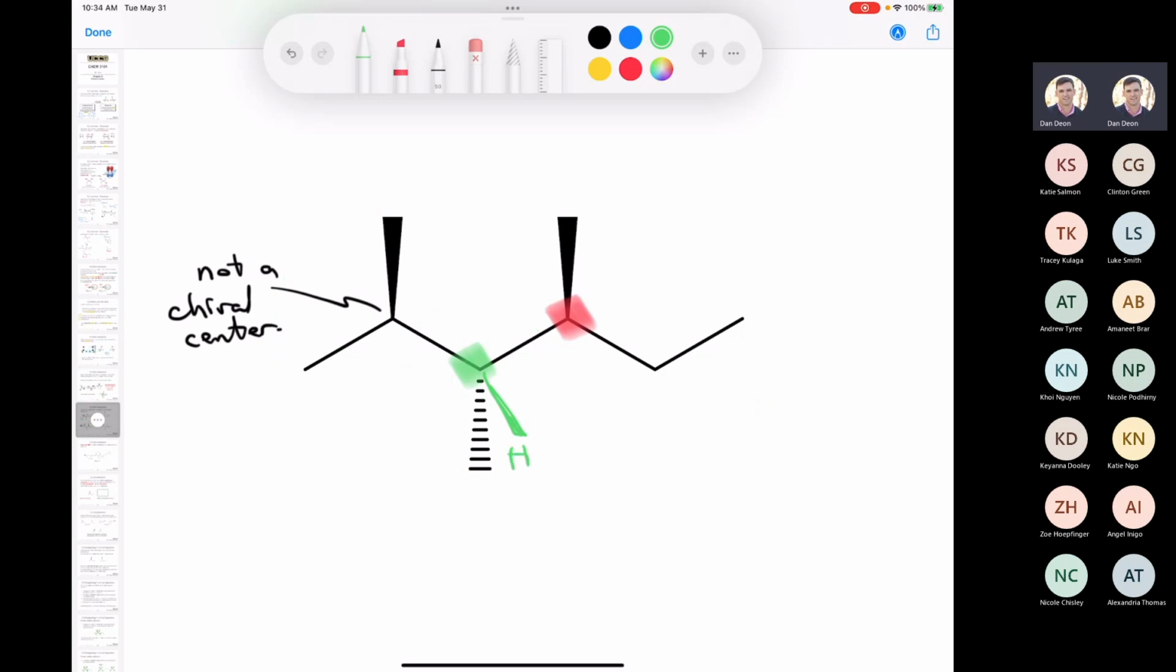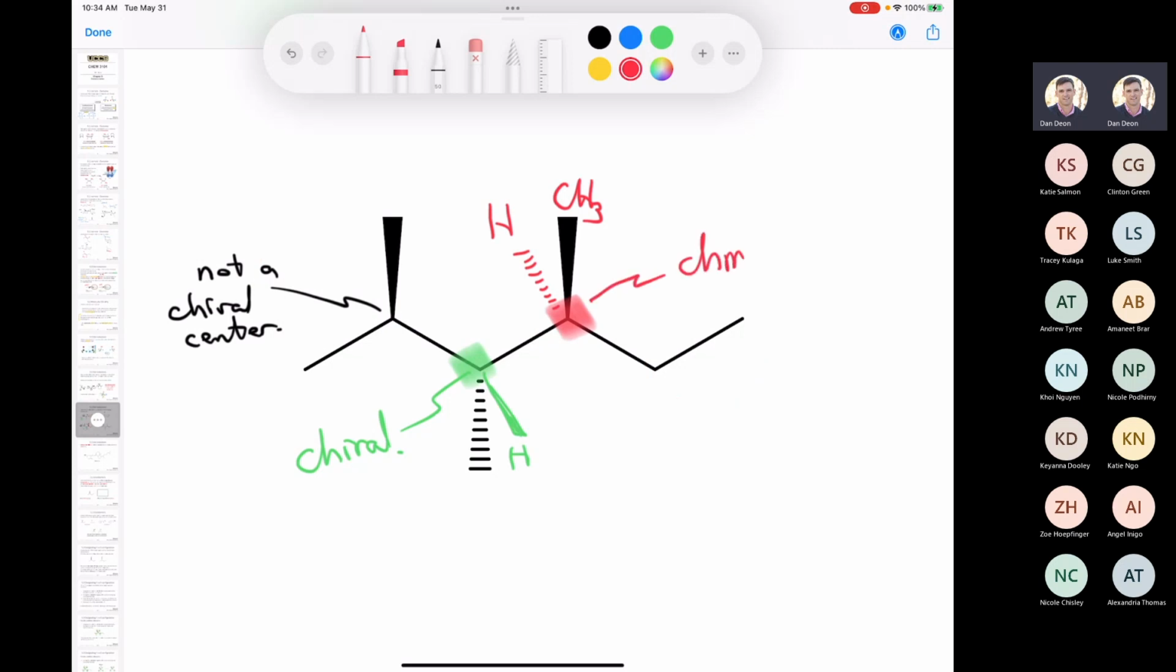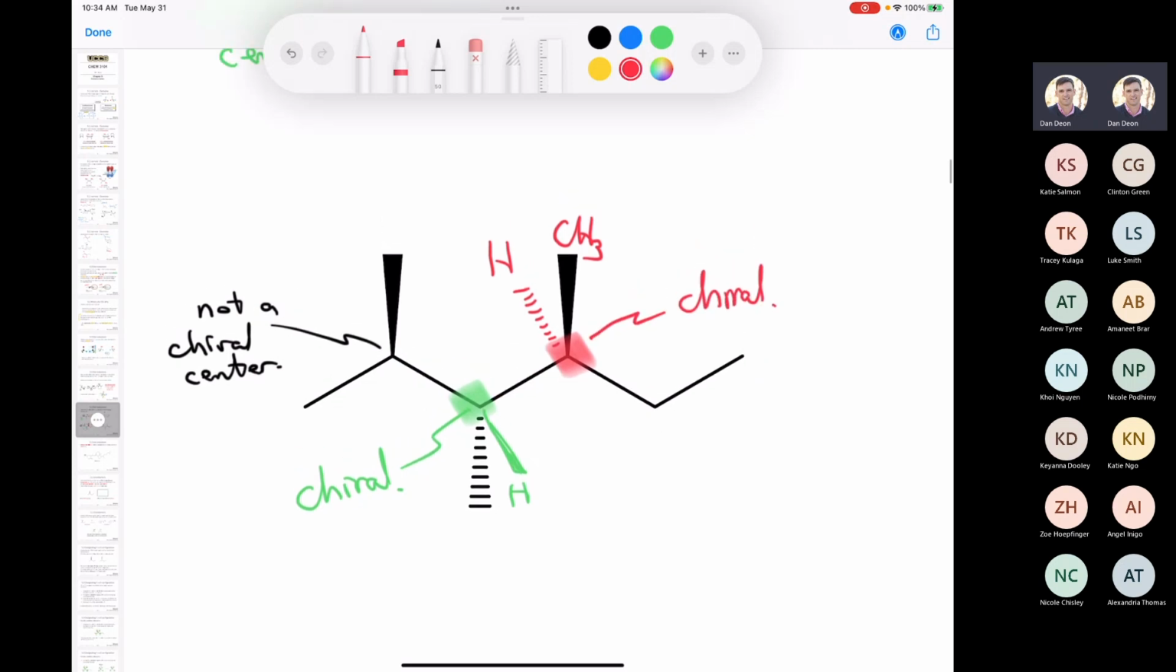There we go. So let's just leave the hydrogen and we'll say chiral. That is a chiral center. And the one in green, we have a hydrogen going in the back. We have a methyl group over here. We have an ethyl group over here, and we have all this spinach over here. And so this is definitely a chiral center. There we go. So 2 chiral centers.